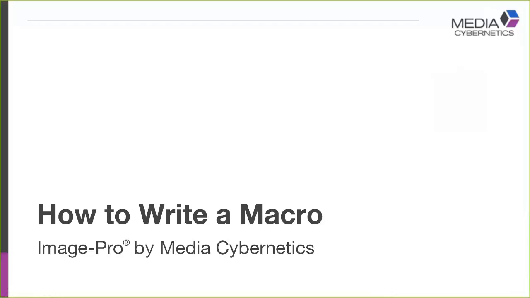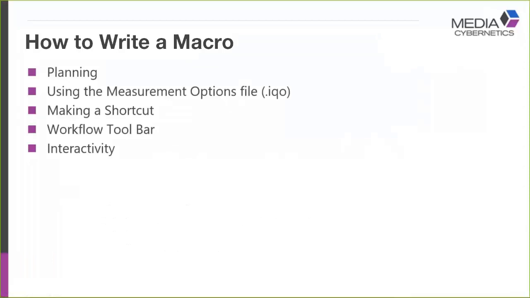All right. So we're going to cover 5 topics: planning, about how to write a macro and laying it out, a bit about the measurement options file, but the importance of that, especially in writing a macro. Making a shortcut. Workflow toolbars, similar to some things that used to be, you could do in Image Pro Plus, where you could put a nice little toolbar up, about how to do that in Image Pro, and a little bit about interactivity, about the ways to make a macro interactive and the 2 ways of doing that.